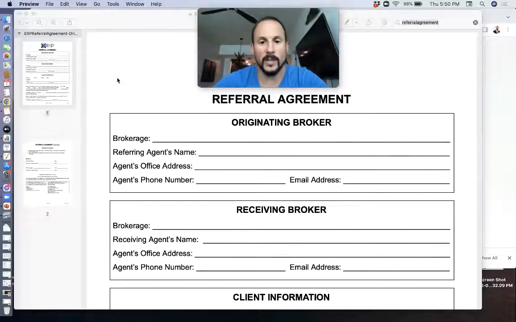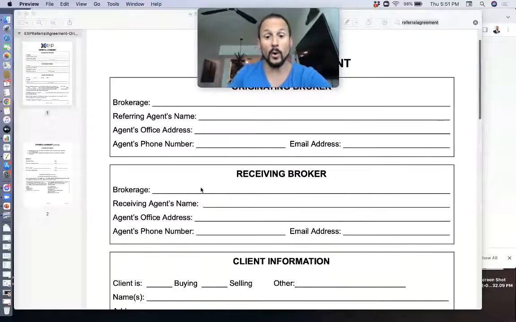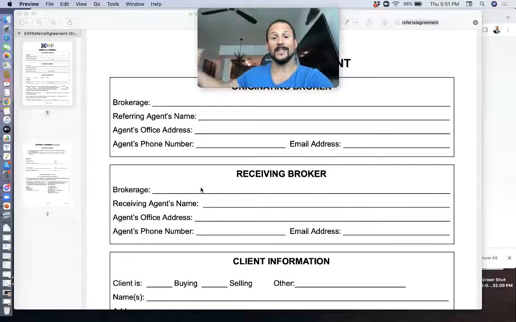Okay. So if you're the originating broker, meaning the person that had the client originally and is passing it off to another agent, then this is where you put your information. You're going to put your brokerage here, your name here, your brokerage address, your phone number, and your email address. The receiving broker will be the broker that is receiving your client, right? So you're sending that client to them and they're the receiving broker. You're going to put their information in here, their name, their office address. You're going to get all that information from them, their email address, everything. So you'll go ahead and fill this all out completely, these first two sections.